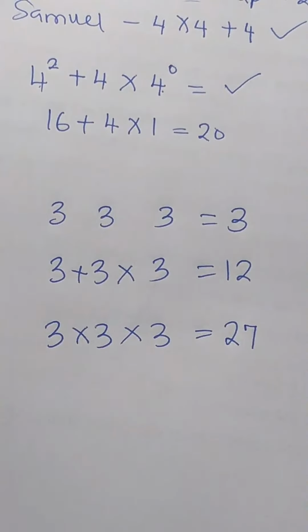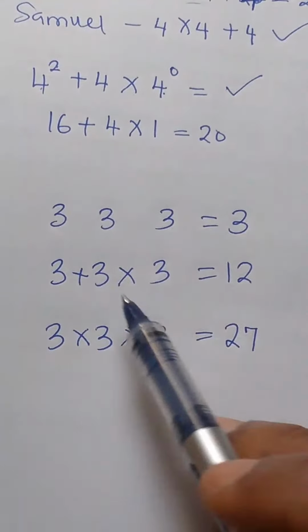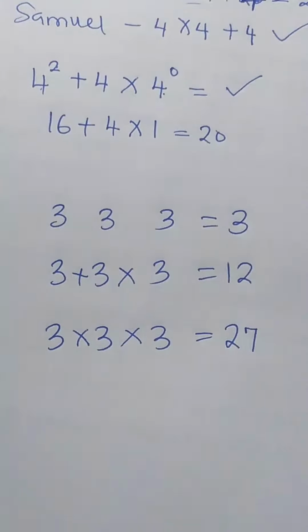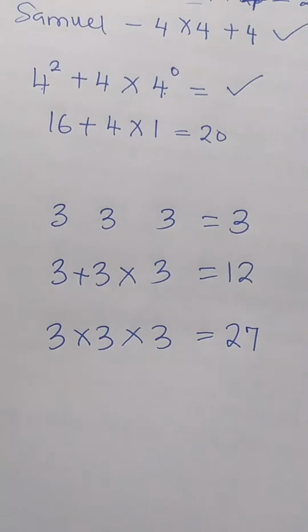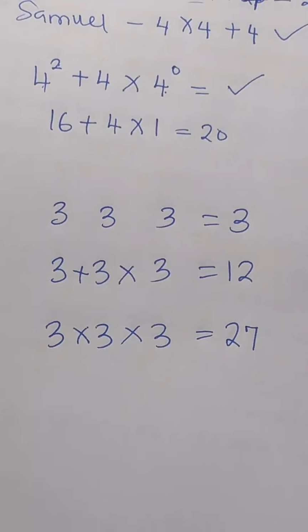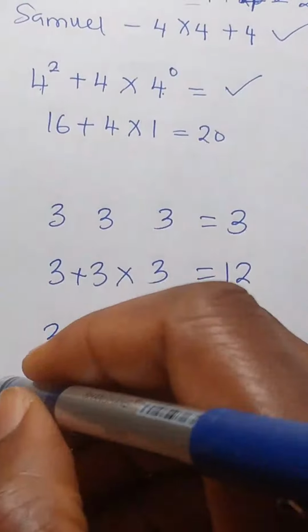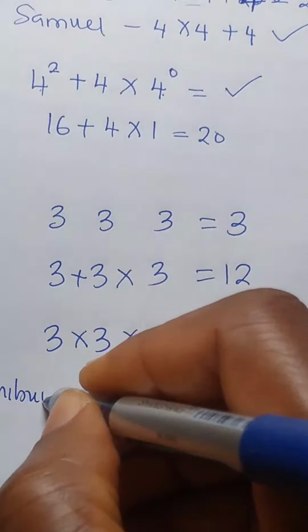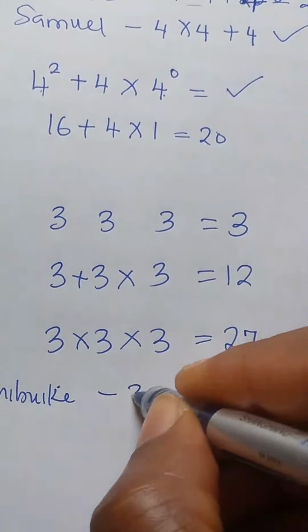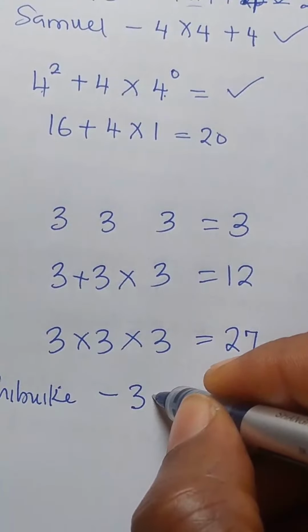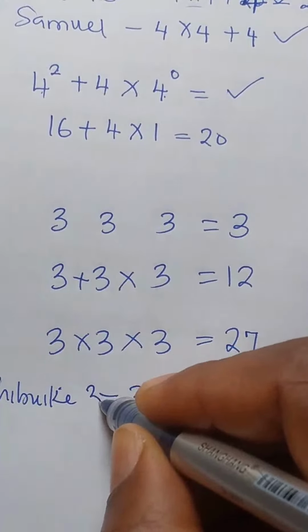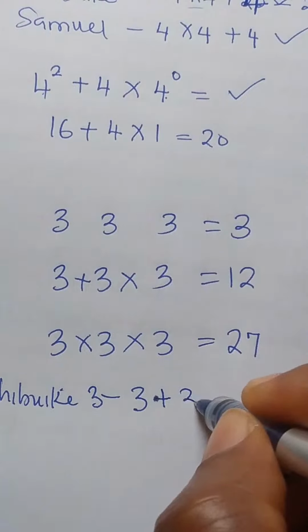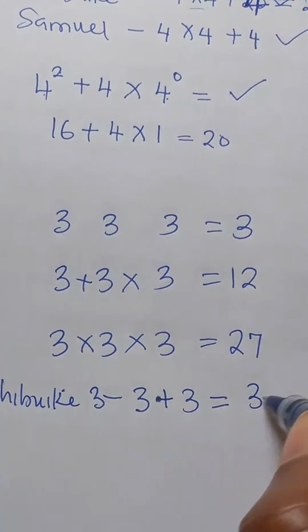So let's see who gets this one correct. What operation should we apply here to give us 3? All right. You can do that. It's very easy. Yes, Chibike, good. Chibike says 3 minus, okay, 3 minus 3 plus 3. And that is correct. So Chibike is correct.